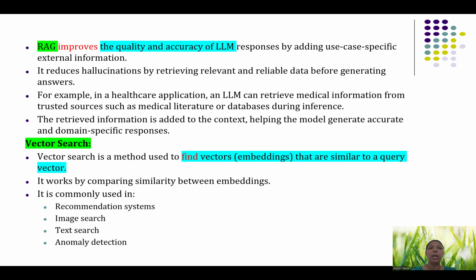And here comes another term called vector search. We already learned that all the inputs are in the form of vectors, the numerical form. That process is what we call embedding. So what is vector search? It's a method to find the vectors, the embeddings, the numerical representations, that are similar to our query. It works by comparing the similarity between embeddings: the query embedding and the knowledge base embedding are compared. It is commonly used in recommendation systems, image search, text search, and anomaly detection. In all these places, we can use vector search.